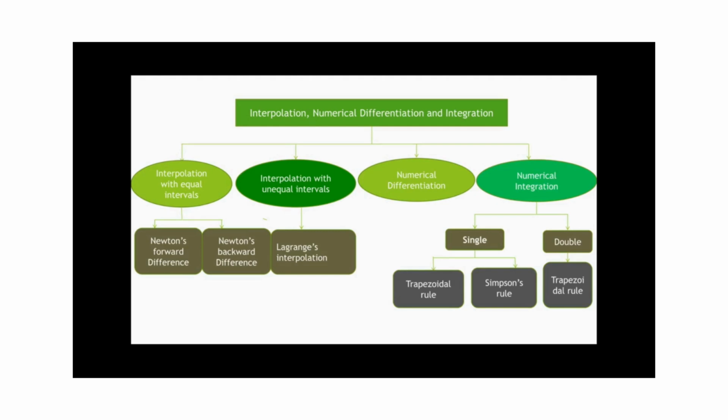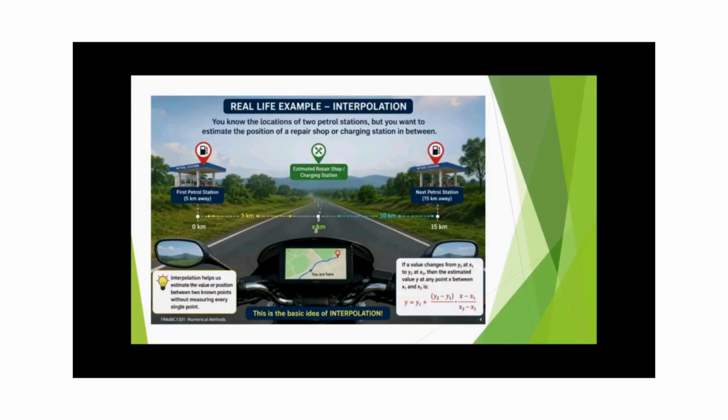Under interpolation, we will learn four methods. First is interpolation with equal intervals. Second is interpolation with unequal intervals using Lagrange's interpolation. Then we will study Newton's forward difference method. Finally, we will learn Newton's backward difference method. For numerical integration, we will study the trapezoidal rule, Simpson's rule and double integration. By the end of this video, you will know how engineers estimate unknown values using these numerical techniques.